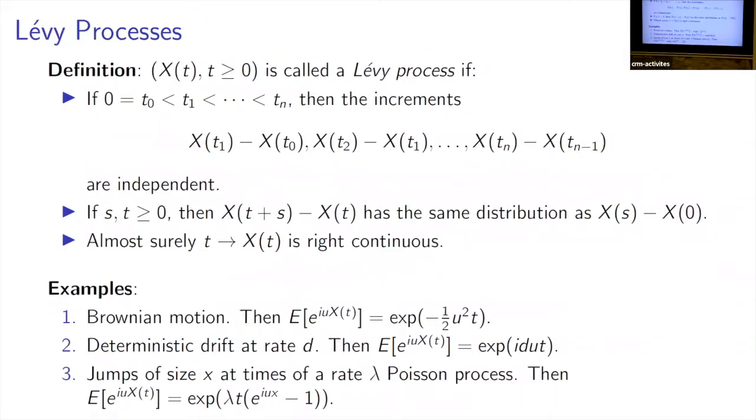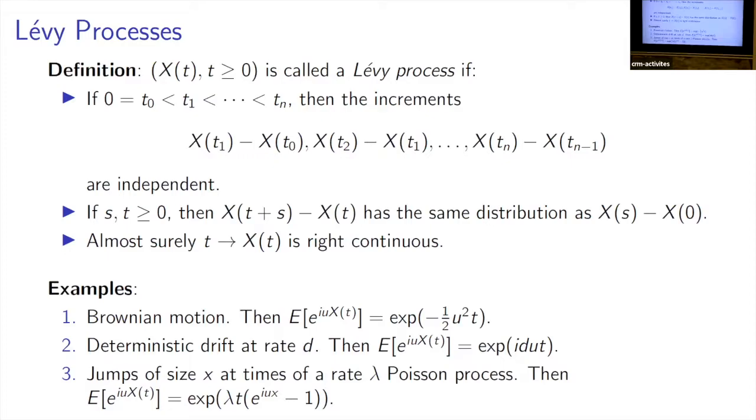Now, we also need to introduce Lévy processes, which are stochastic processes with stationary independent increments. A process X is called a Lévy process if it satisfies these three conditions. So if we have some positive numbers T0, T1, and so on up to Tn, then the increments X of T1 minus X of T0, X of T2 minus X of T1, and so on up to X of Tn minus X of Tn minus 1 are independent. So the way that the process moves in different increments of time, those movements are independent of one another.